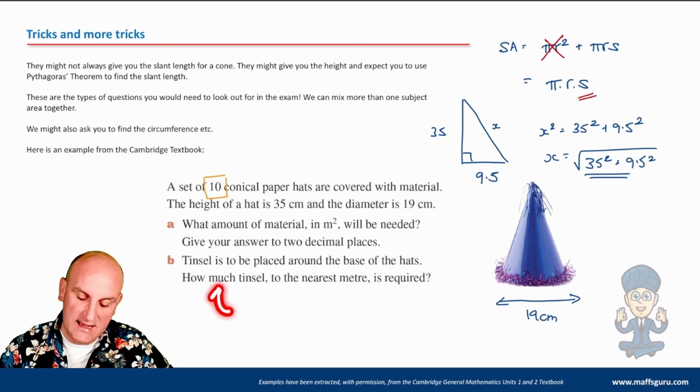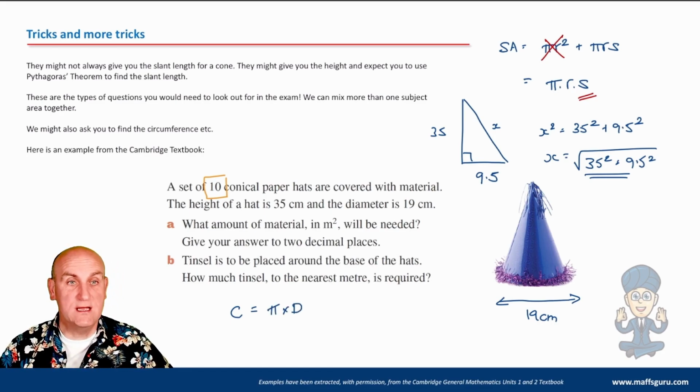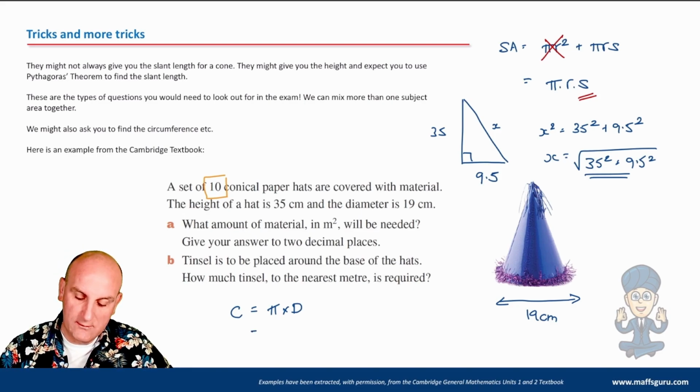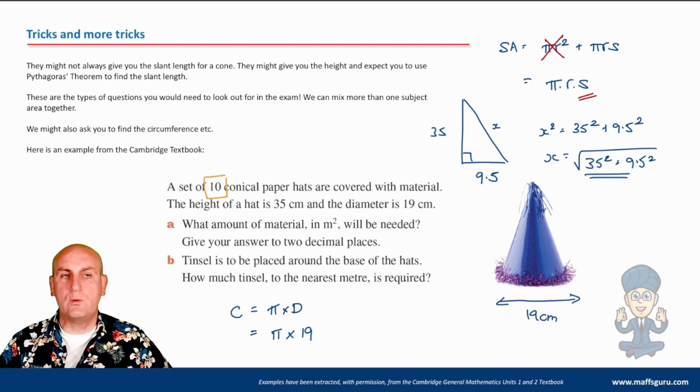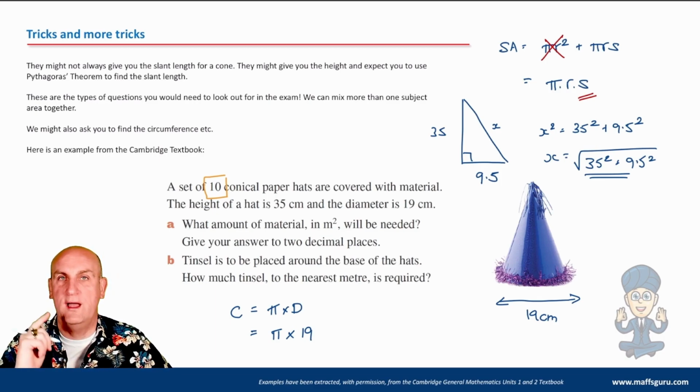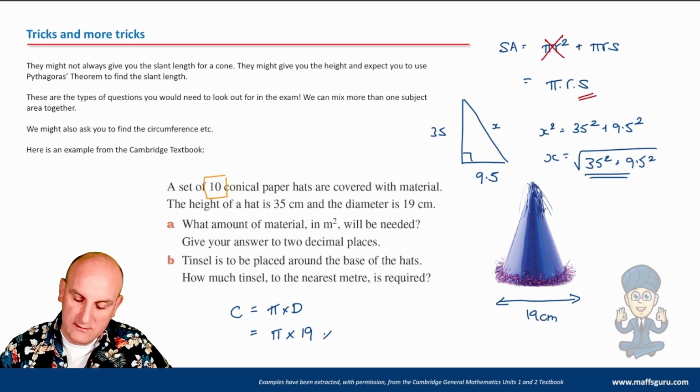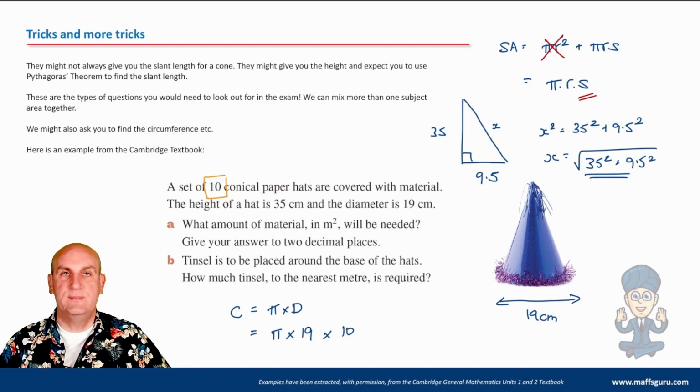So in that situation, it had very little to do with the work from this chapter. We would have needed to have known that circumference is pi times diameter. Did they give me the diameter? They did. It was 19. So there we go. In that situation, pi times 19 will give me how much tinsel would be required for 1 hat. And then I would need to multiply that by 10 to give me the 10 hats.